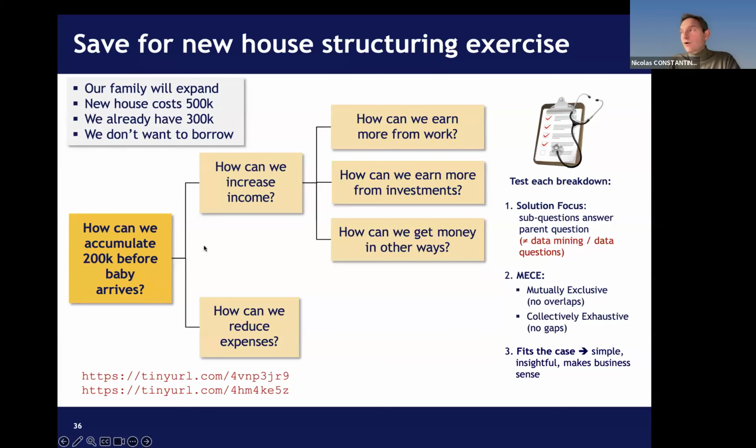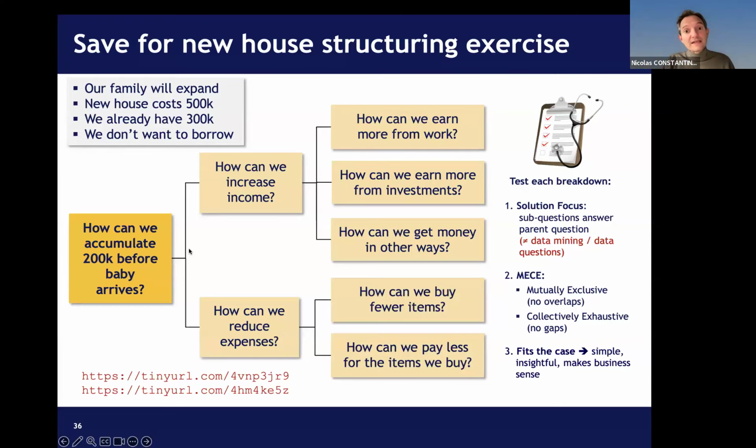And then expenses, of course, you could think about it in terms of the classic household spending categories like utilities, food, clothing, etc. Another way you could think about it is a little bit more mathematical, like this: how can we buy fewer things? And then how can we pay less for the things that we continue to buy?